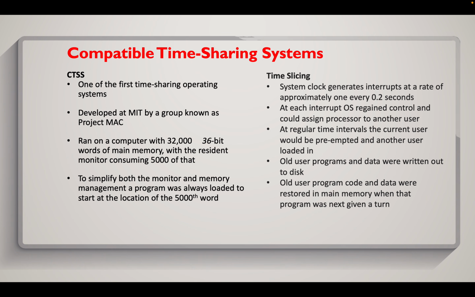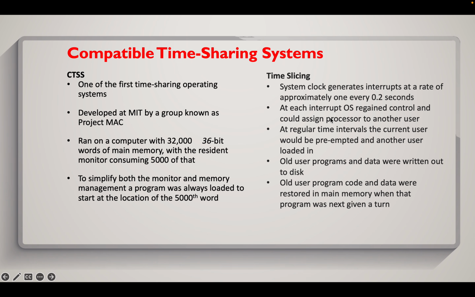So, the Compatible Time Sharing System, CTSS. We'll discuss CTSS. CTSS is one of the first time sharing operating systems, developed at MIT by the group of Project MAC. It ran on a computer with 32,036 36-bit words of main memory, with the resident monitor consuming 5,000 of that. To simplify both the monitor and memory management, a program was always loaded to start at the location of the 5,000th word.